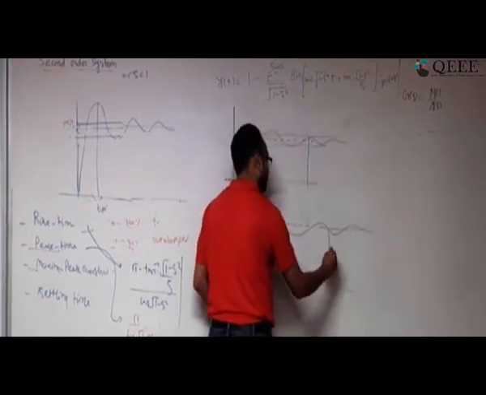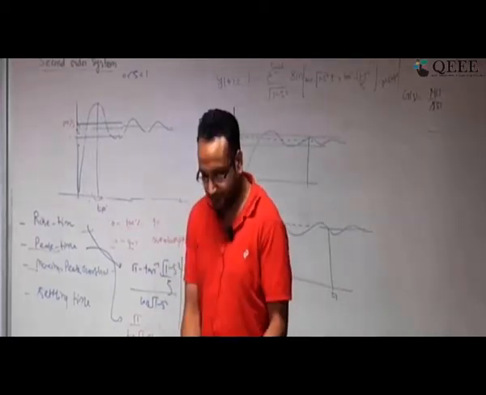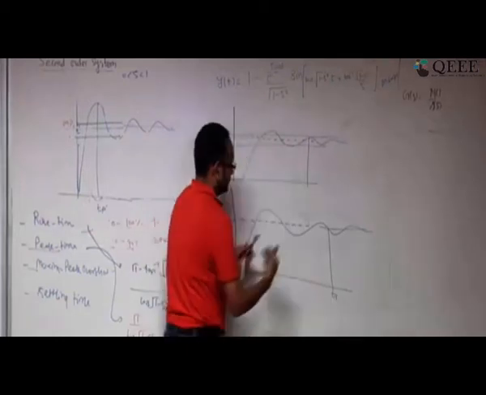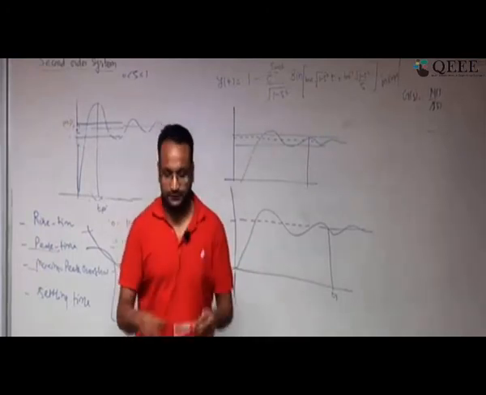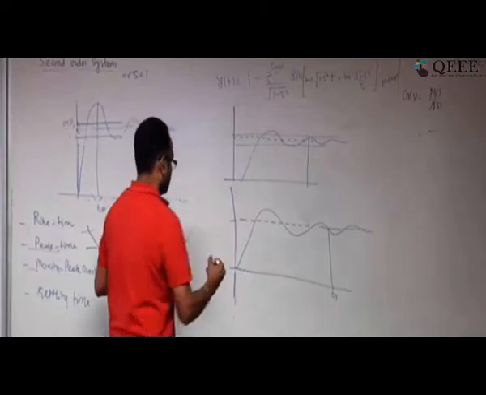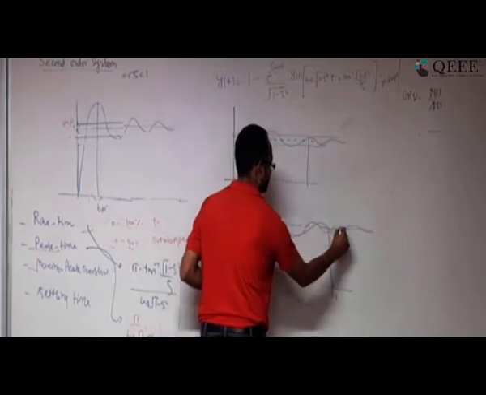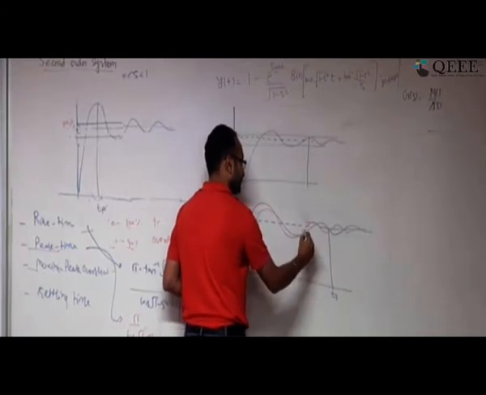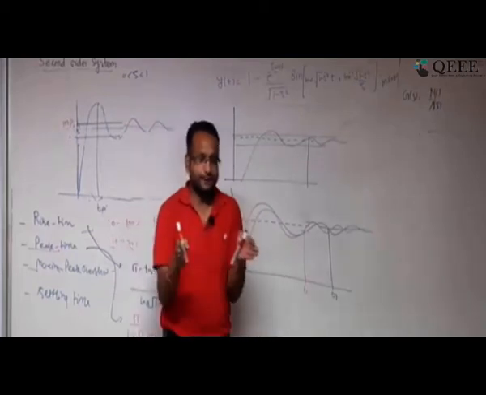Okay, and let me call this MT1. This is my settling time. Now what I will be doing is, if I reduce my zeta, the next response is going to be something like this. It's a typical behavior. So now if I reduce my zeta, this is my time t2, correct?